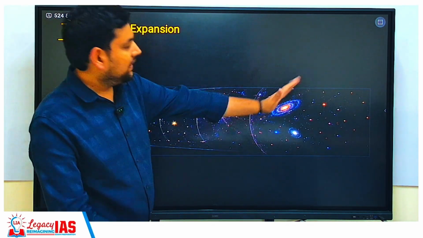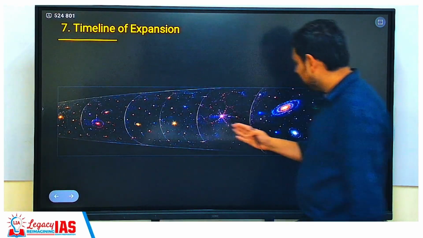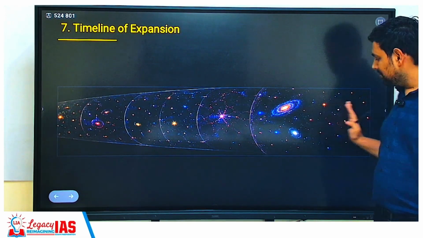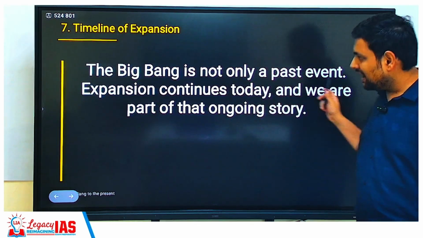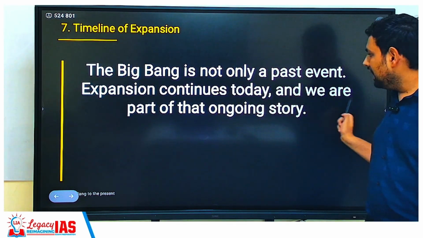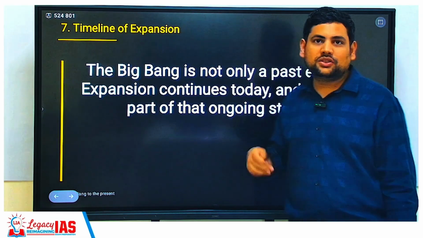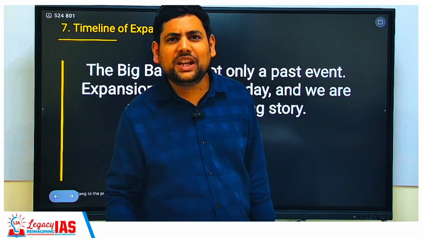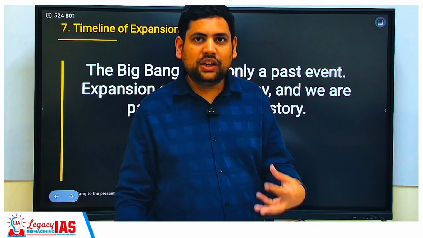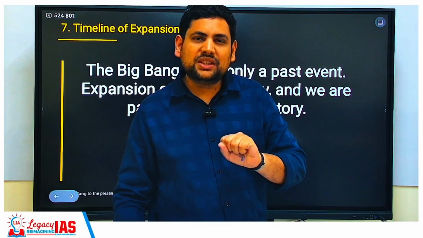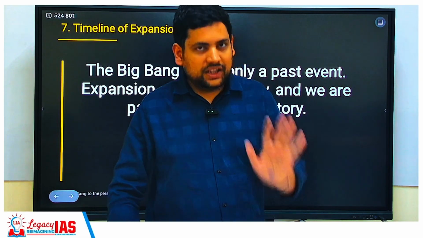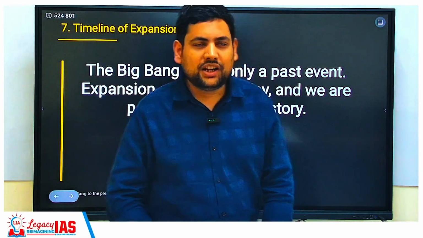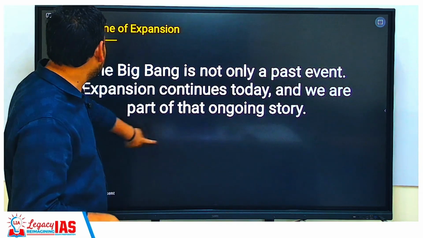This is the timeline of expansion that you can see. Can you see slowly all these solar systems and everything forming? Then the Big Bang is not only a past event, expansion continues today and we are part of the ongoing story. Okay, there are many phenomena like redshift. Like we are able to even calculate using energies that there must be some dark matter, dark energy that is pushing the universe. And if it is there, then the universe must be expanding. So all those proofs are there that we'll see some other day.